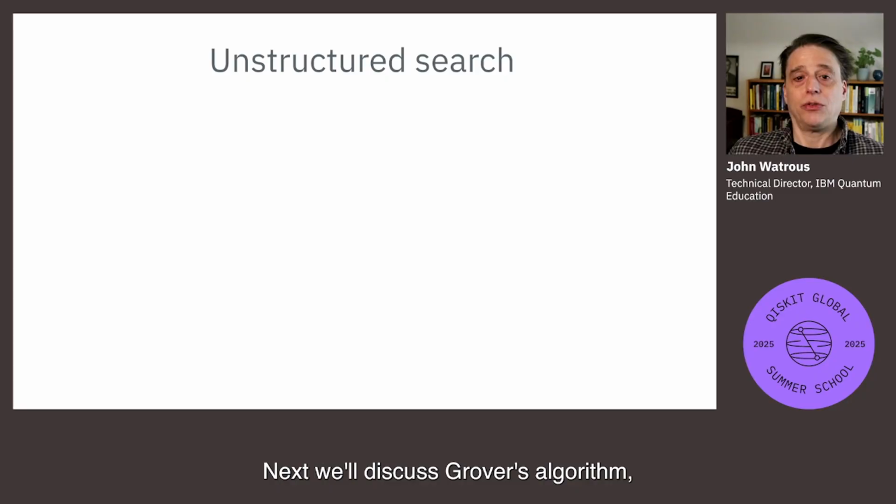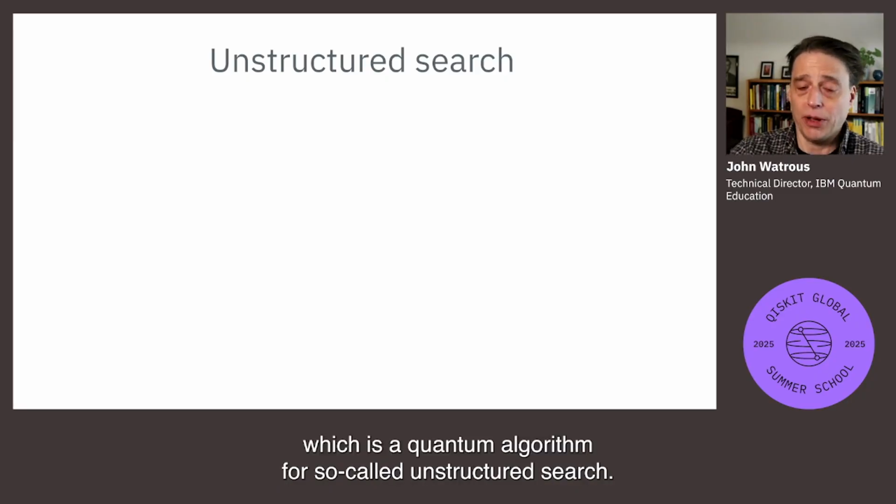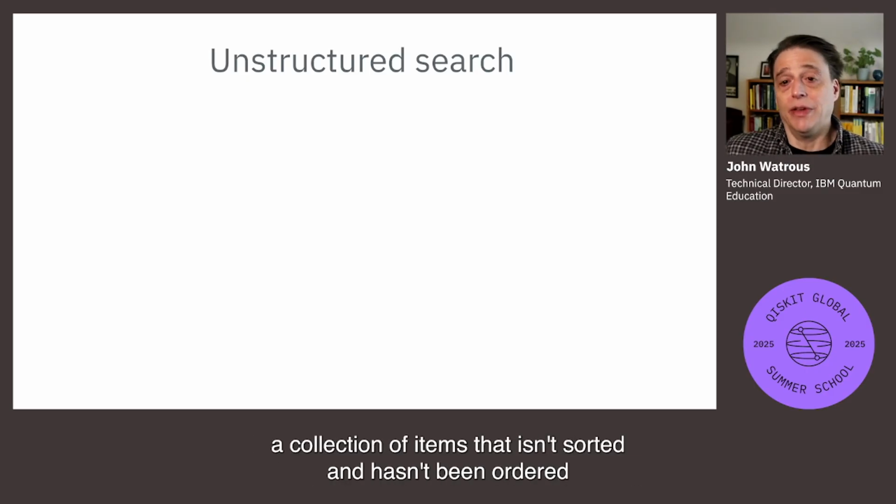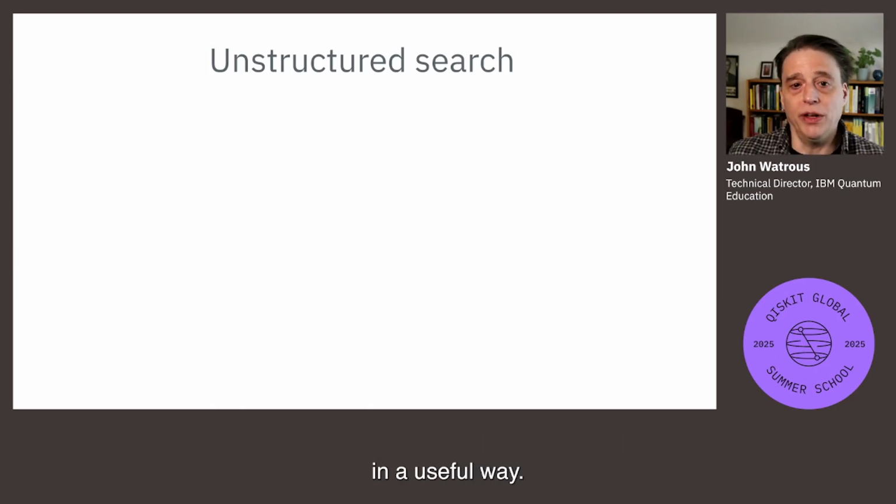Next, we'll discuss Grover's algorithm, which is a quantum algorithm for so-called unstructured search. Intuitively speaking, we can think about unstructured search as searching through a collection of items that isn't sorted and hasn't been ordered in a useful way.